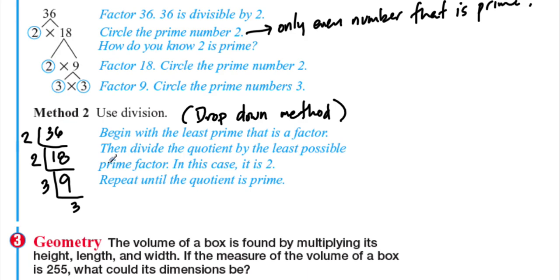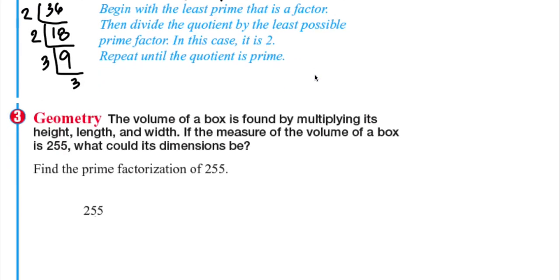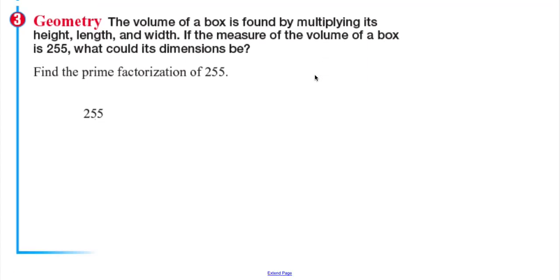And that's an easier way, or it's up to you. It's another way of finding the prime factors of a number, in this case the number 36. Let's take a look at example number 3. Geometry. The volume of a box is found by multiplying its height, length, and width. If the measure of the volume of the box is 255, what could its dimensions be?